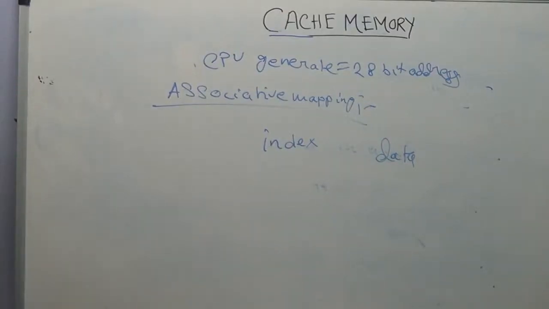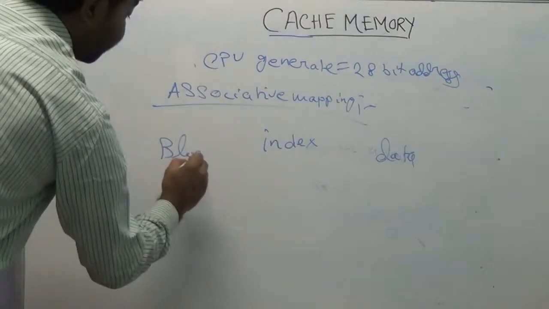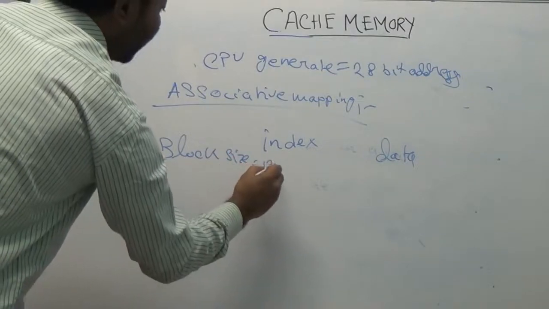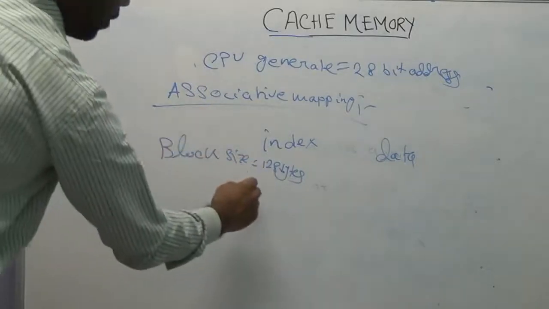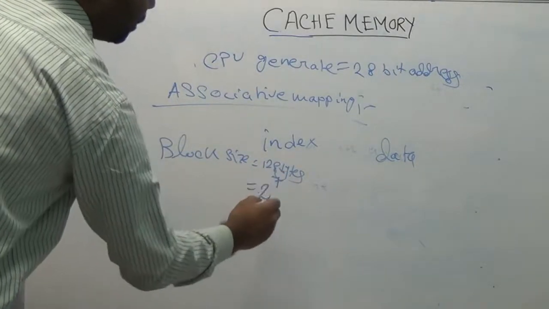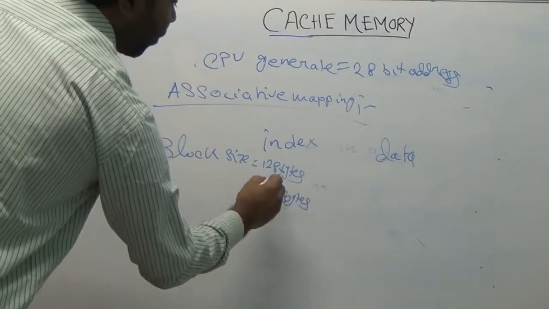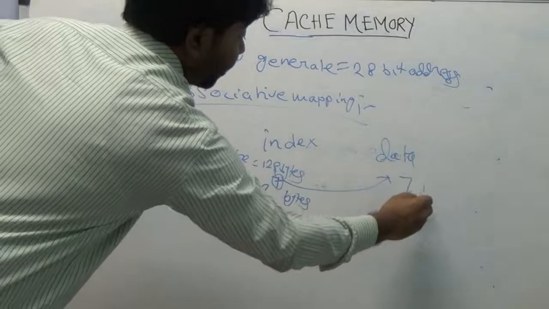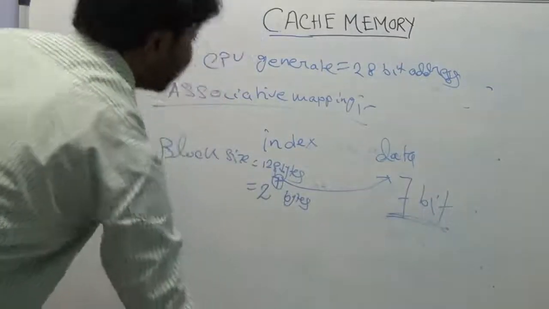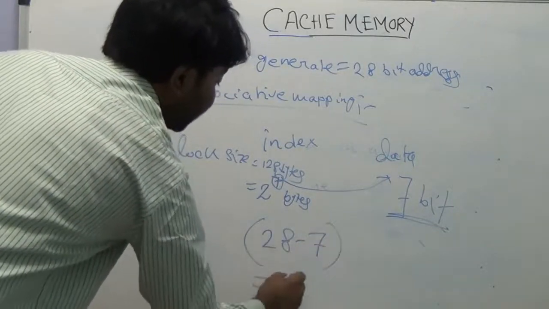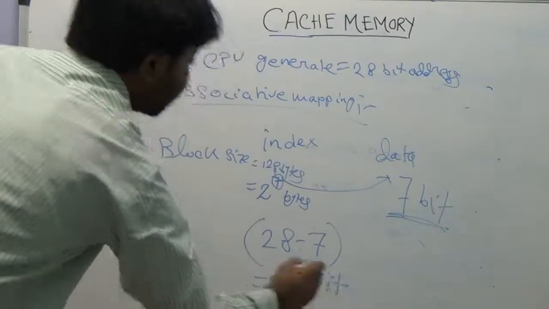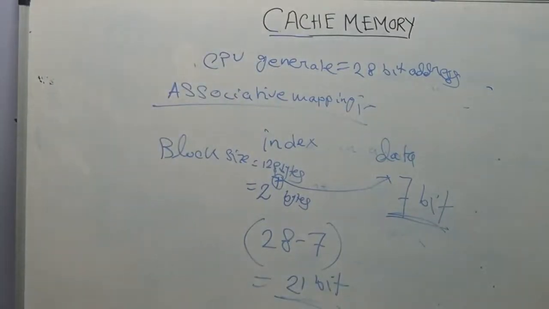We will get the value of the data field from the block size. Here, block size equal to 120 bytes, that is given in the problem. From the block size given, 120 bytes, we will convert it into 2 to the power 7 bytes. From here, the 7 bits will be used to represent the data field, and the value of the index field will be 28 minus 7, that is 21 bit. So we have determined the subfields under the associative mapping technique.